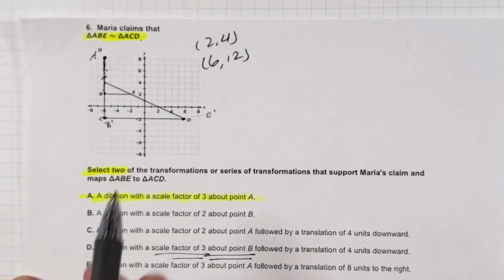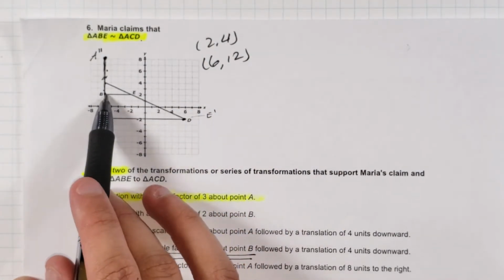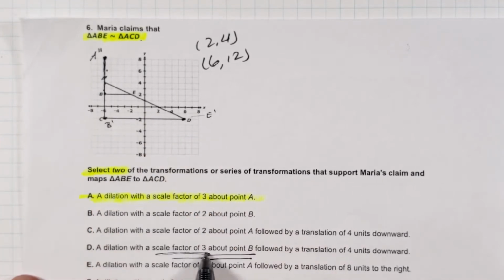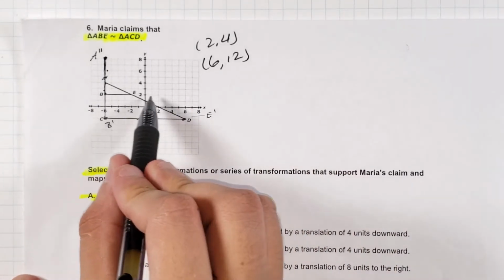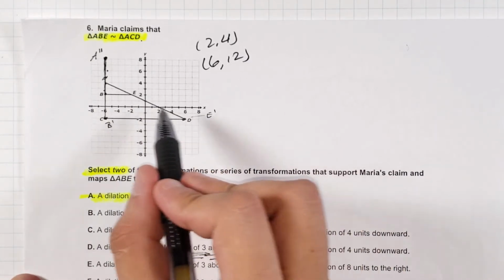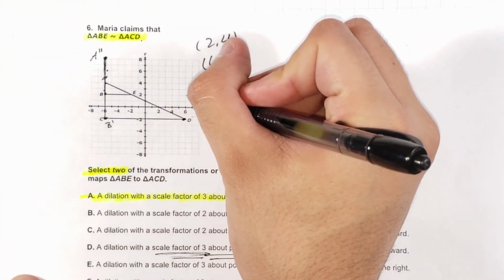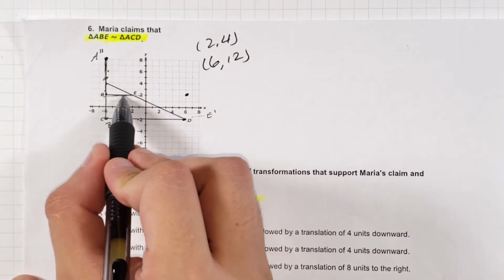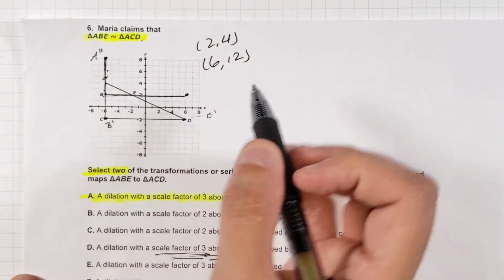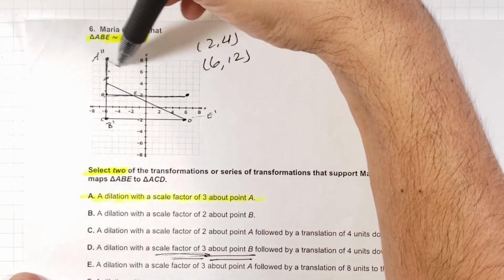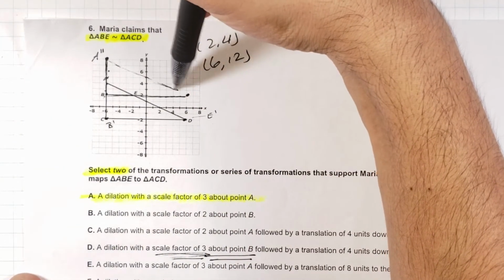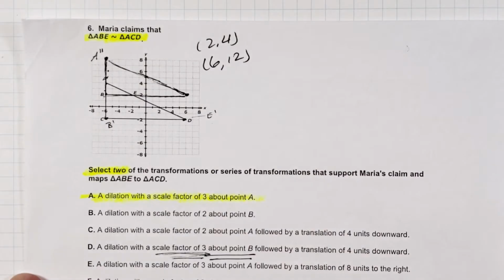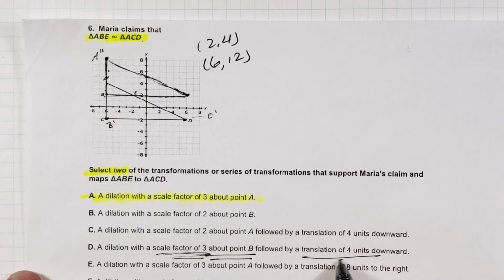And then I'm going to do the same thing for point E. Right now, E is 4 units away from B, but our scale factor is 3. So instead of it being 4 units away, it needs to be 12 units away, which is going to be right over here. All right, so we end up with this triangle here. Okay, and then lastly, it says translation of 4 units downward.